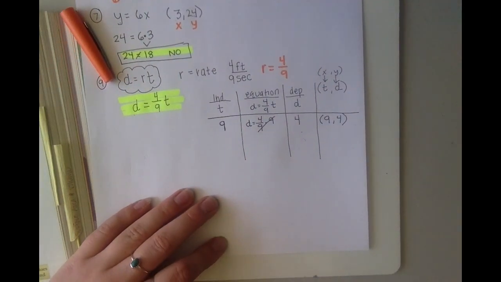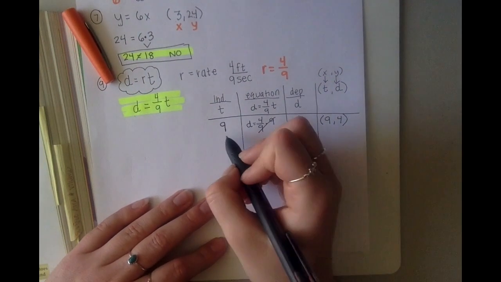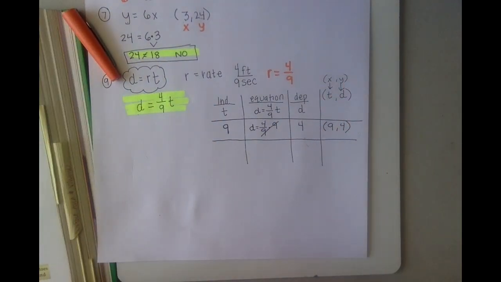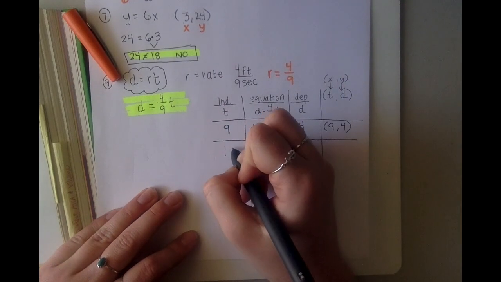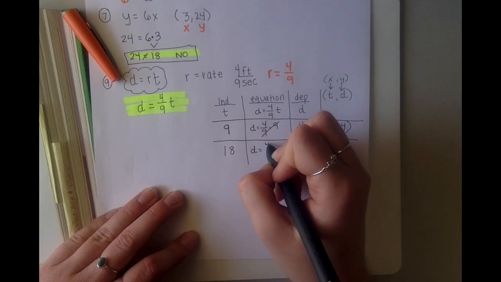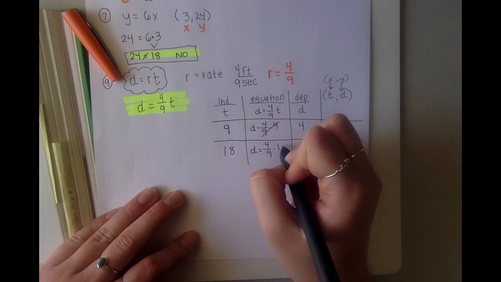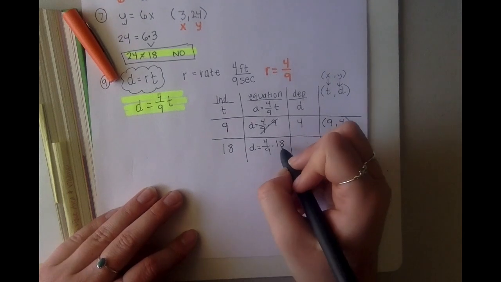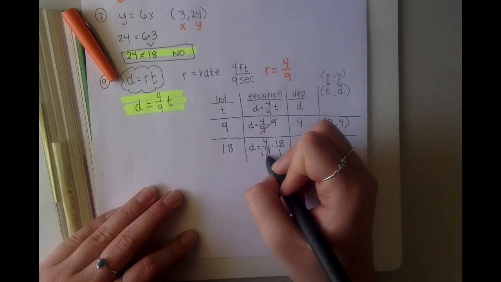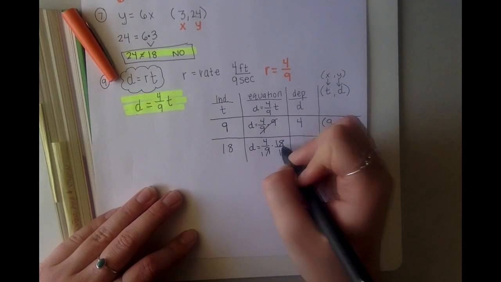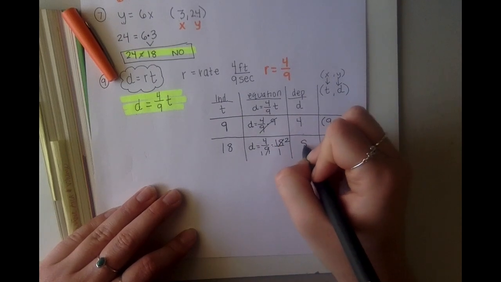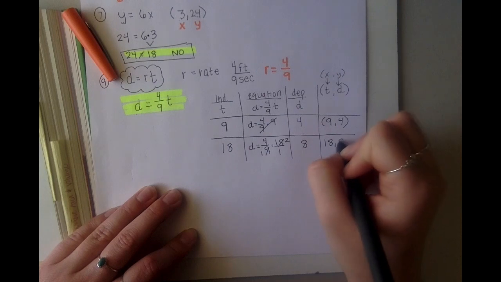What's maybe another strategic time value that we can plug in? Well, what if I plug in 18? Well, now for 18 seconds, my distance is equal to 4/9 times 18. And here I can cross reduce. I know that 9 goes into 9 once, 9 goes into 18 twice. Remember cross reducing. So distance is equal to 4 times 2. Distance is equal to 8. So my next ordered pair is 18, 8.